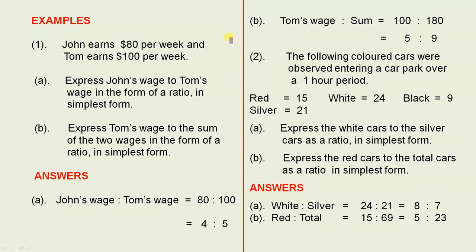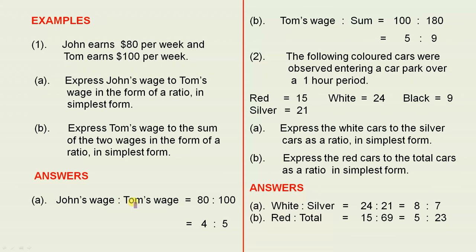Number 1. John earns $80 per week and Tom earns $100 per week. Okay? We have to do this. Express John's wage to Tom's wage in the form of a ratio, in simplest form. And secondly, express Tom's wage to the sum of the 2 wages in the form of a ratio in simplest form.